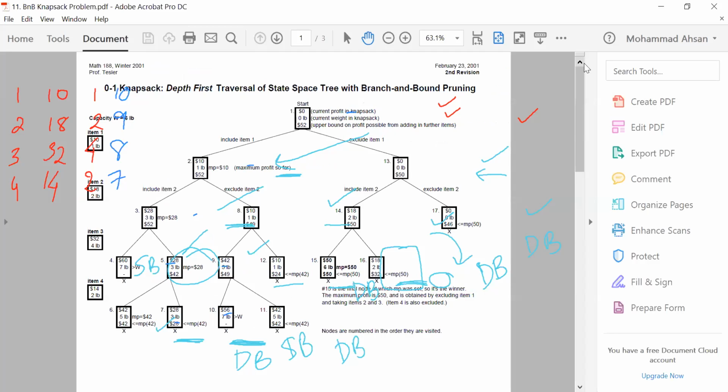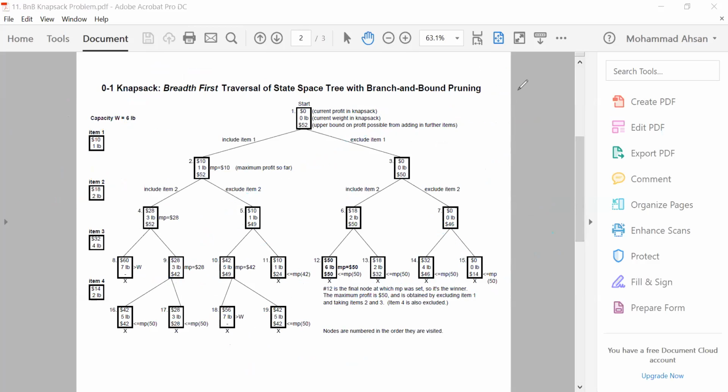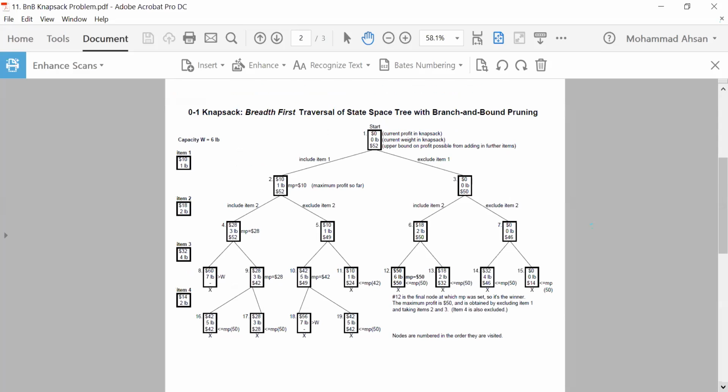Same problem here, this is what we did, and again, if you see the order of traversal, it is like this: 1, 2, 3, then 4, 5, 6, 7, then like this. So obviously when you're traversing in a different direction, your maximum profit values are going to be different, the current maximum profit, and based on that you might be exploring more nodes than you would do otherwise, or fewer nodes. It depends on the conditions.